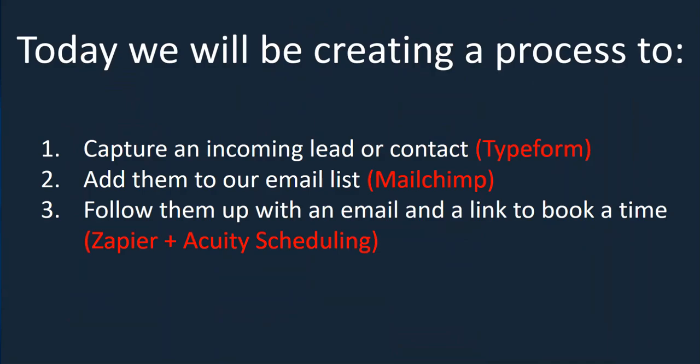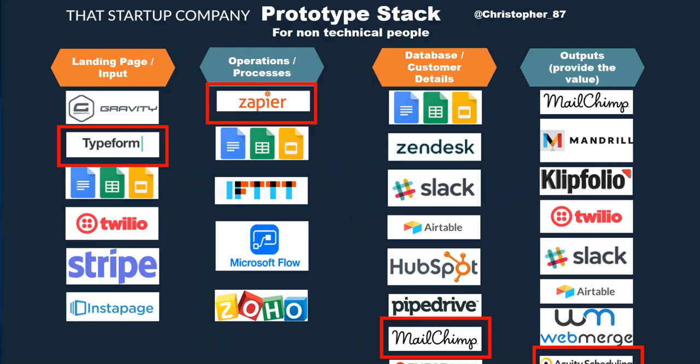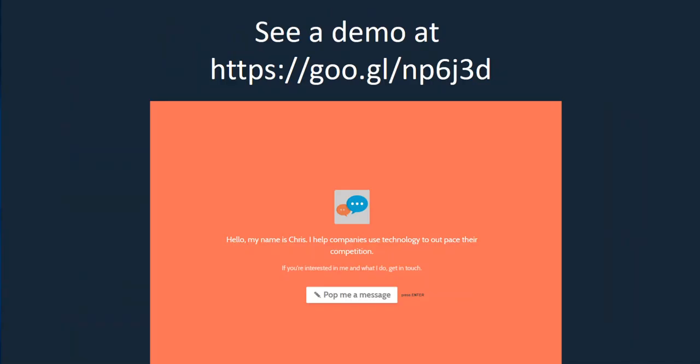And so we're going to capture an incoming lead or contact in Typeform. We're going to add them to our email list. Then we're going to follow them up with an email and with a link to book time with us using Acuity scheduling. If we've got time, we'll also put in there a Twilio link, which will mean we can send a text message to someone. So these apps have been highlighted on the screen here, but if you want to see a demo of how it works, just go to this URL.